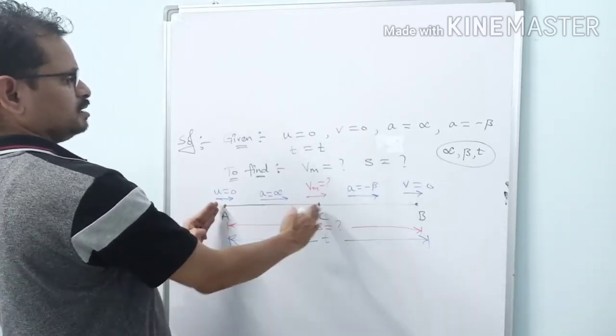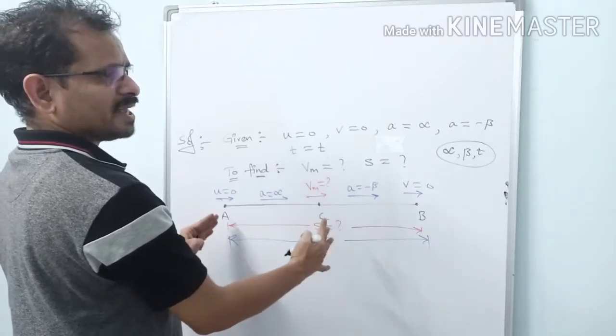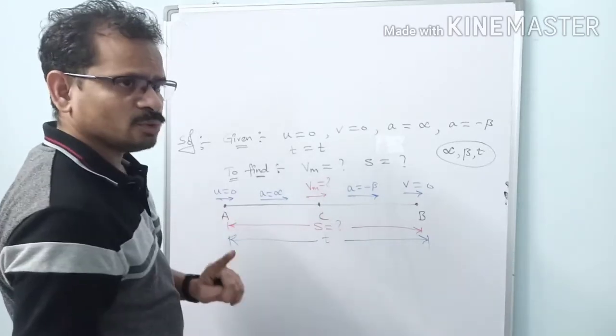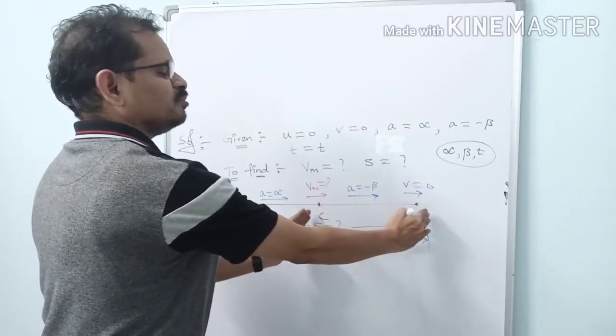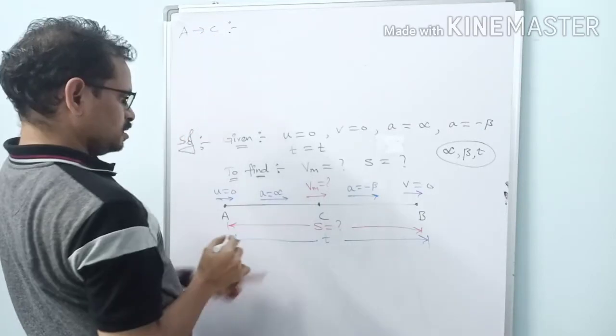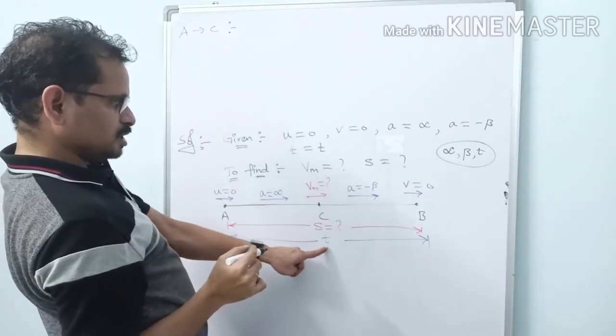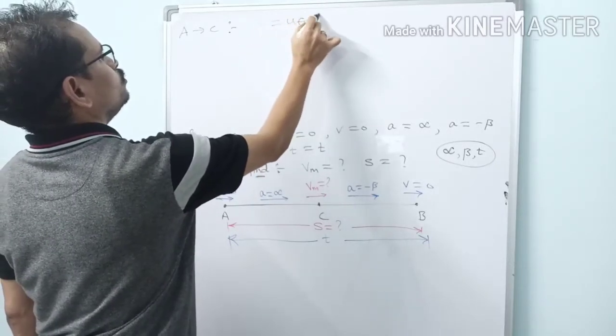Here the entire motion has only uniform acceleration; uniform motion is not there. From A to C it is acceleration, from C to B it is deceleration. So let us consider the A to C part of the journey. We have to involve this t also, no? So what is the equation? V equal to u plus at.